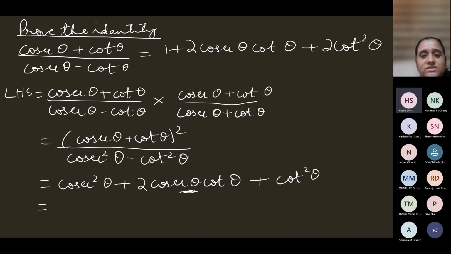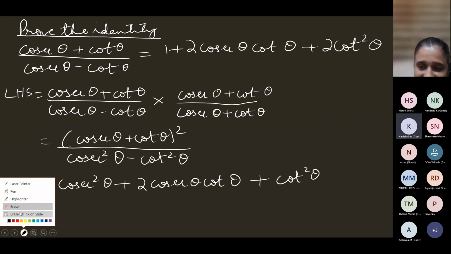See, you have 2 cosecant theta cot theta, same thing here. Cot square theta is there. It's 2 cot square theta, but there is cot square theta. So let that remain. This cosecant square theta is nowhere in the RHS. So we're trying to replace it by something else suitably. What is that? One plus cot square theta.